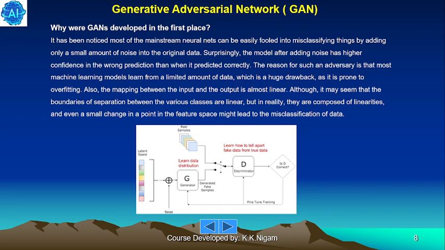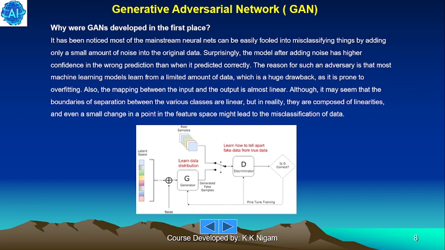So why were GANs developed in the first place? It has been noticed that most of the mainstream neural nets can be easily fooled into misclassifying things by adding only a small amount of noise to the original data. Surprisingly, the model after adding noise has higher confidence in the wrong prediction than when it predicted correctly. The reason for such an adversary is that most machine learning models learn from a limited amount of data, which is a huge drawback, as it is prone to overfitting.